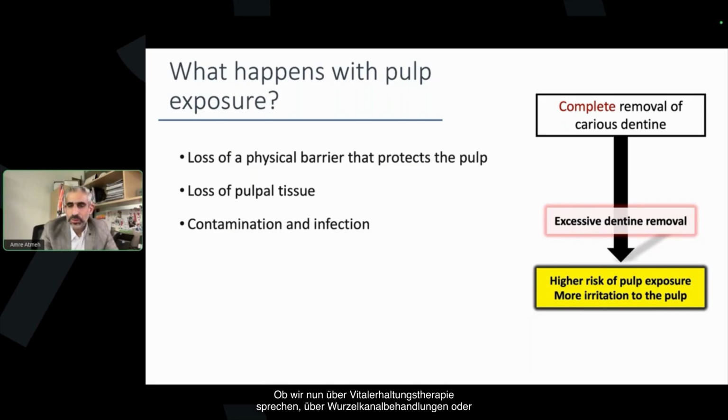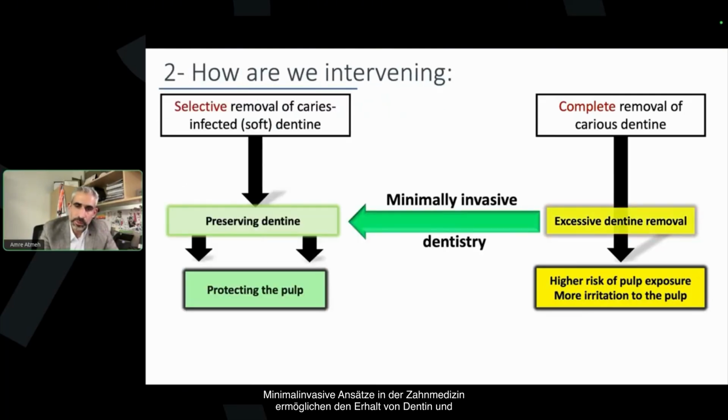And the third and most important is that with exposing the pulp, you're actually giving access to bacteria and contamination. So you're increasing the chance of contamination, and bacterial contamination is the main reason for failure of any kind of treatment. If we talk about vital pulp therapy, root canal treatment, even any kind of medical procedure, bacterial contamination is the worst scenario that you can encounter. So those are the three reasons why we want to avoid the pulpal exposure.